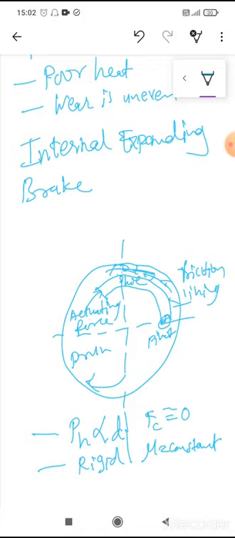So I hope you understood the brakes, that is, the band brake and the internal expanding shoe brake. Hope to see you in the next lecture, and thank you very much.